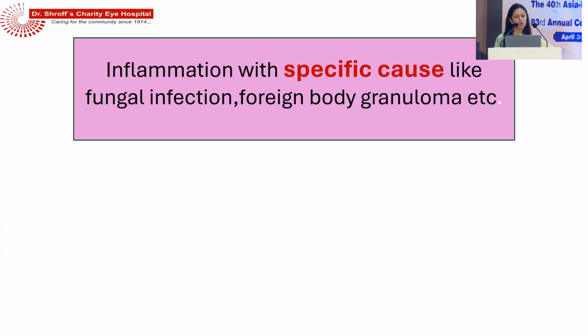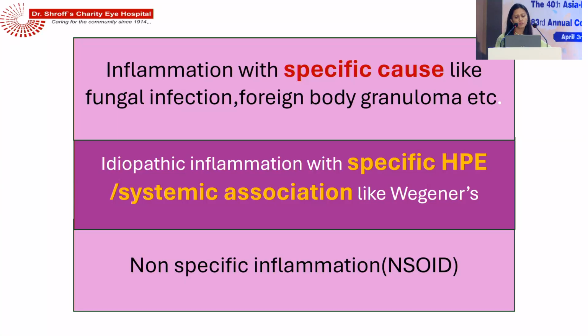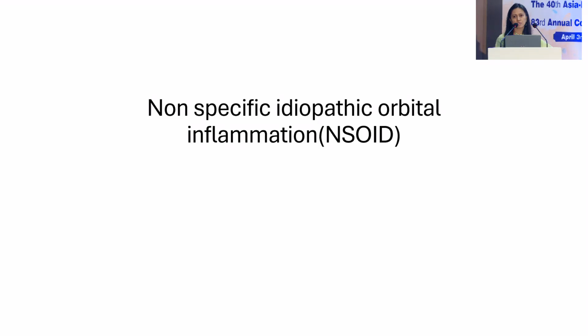This is Wegener's. So inflammations like this are inflammations with specific causes. It could be an infective etiology, which can present with inflammation, that is fungal infection, foreign body granuloma. And then there is a category of idiopathic inflammation with specific histopathology, like we saw in the second patient, like in Wegener's, where the presentation is like any other inflammation, but the histopathology is very specific, which gives the diagnosis. And then we have the basket. If these two are ruled out, then whatever inflammation is left goes into the basket of non-specific idiopathic inflammation. So we have to understand that NSOI, non-specific orbital inflammation, is a diagnosis of exclusion.